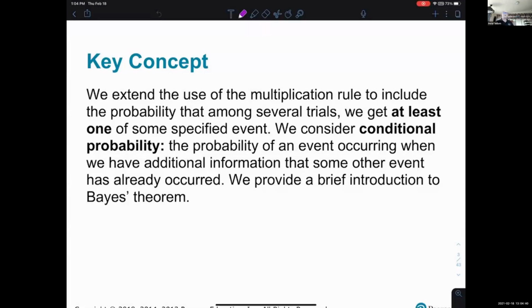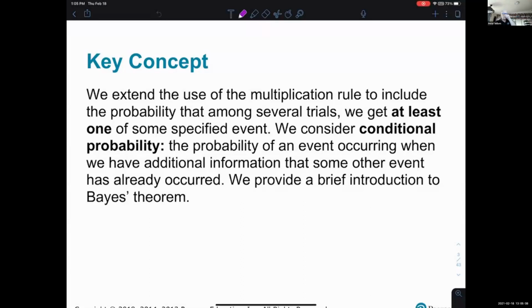It also says we consider a conditional probability, which the symbols were introduced in 4.2, but we're going to use it and work with it more in 4.3. A conditional probability is the probability of an event occurring when we have additional information that some other event has already occurred. And we provide a brief introduction into Bayes' theorem, which we may not get to in the slideshow today.